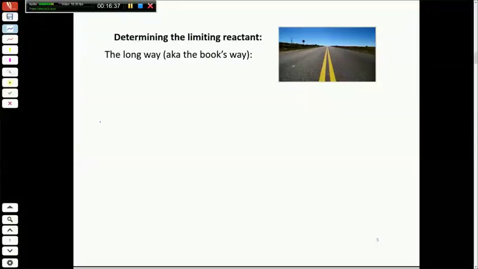So there are 2 ways to go about finding the limiting reactant. The way your book does it works fine, but I think it's not as clear as the way that I do it, but that's just personal preference. So I'm going to introduce both of them, although I have a preferred method that I'll get to in a second that I'll pretty much always use. The way that your book does it, I call the long way. It's not really that much longer than my way, but maybe a little bit.